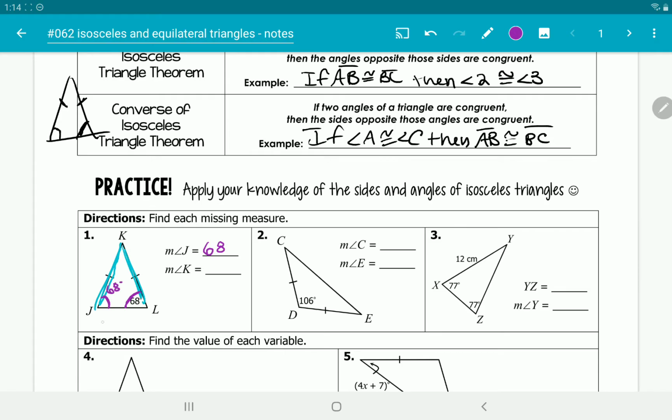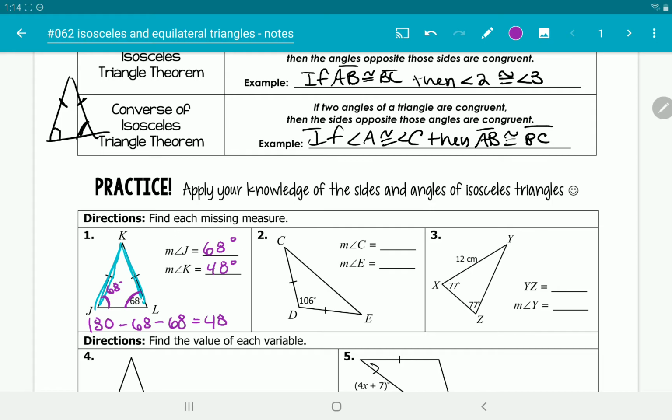Okay, and then if we need angle K, we just take 180 minus one angle minus the other. That's going to give us 48 degrees.